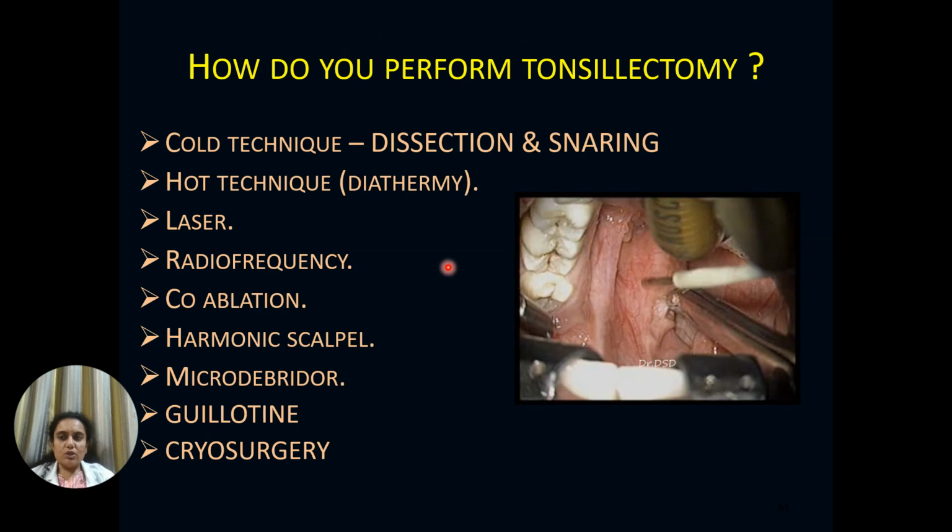Now, how do we do tonsillectomies? There are various methods. The commonest being dissection and snare method using the cold instruments. Hot techniques, that is diathermy, laser, radio frequency, electrocautery, coblation, harmonic scalpel, microdebrider, guillotine, and cryosurgeries. So these are all the different methods of doing tonsillectomy.